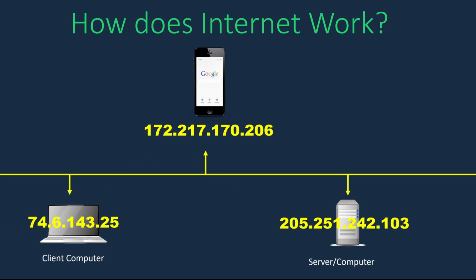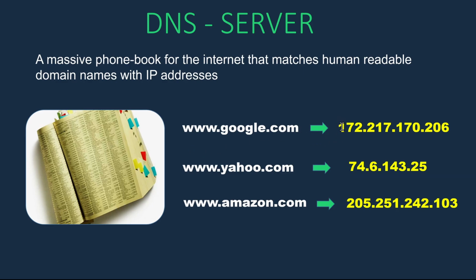But again, as you realize, it's very difficult for humans to remember digits. So that's why there is this idea of domain name service server. This is basically a massive phone book for the internet that matches human readable domain names such as google.com with their IP addresses. For me, I don't have to remember this number or this number to request whatever page I want. The only thing I need to remember is the domain name, and then the domain name service server helps me by matching the domain name with the right IP address.